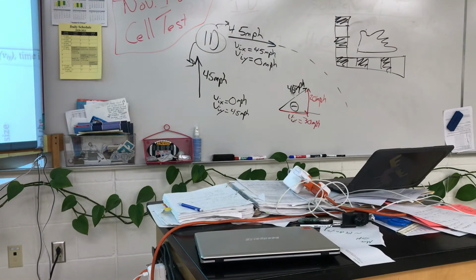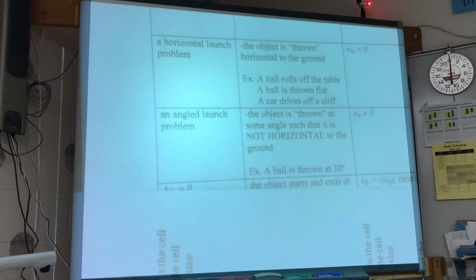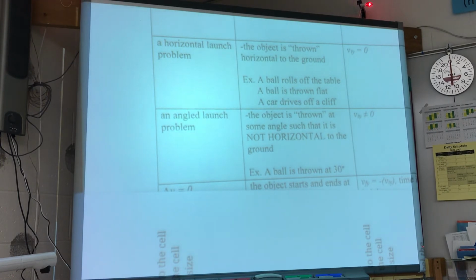Angled launch is projectile, and projectiles are 2D. So it's 2D projectile angled instead of 2D projectile horizontal. It can't be both. It cannot be both horizontal and angled. It's one or the other. And in an angled launch problem, the object is thrown, I put thrown because it doesn't have to be thrown, but it's thrown at some angle. It went off of a ramp. But it's not horizontal. That's the key.